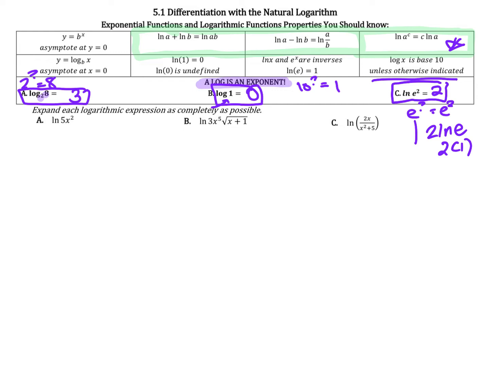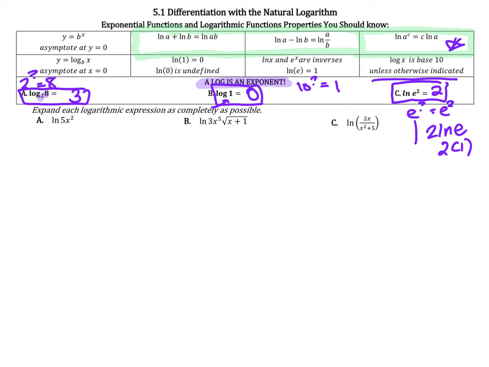Now let's focus on the skill that you really need for these lessons, and that is expanding and condensing. And actually, I would say expanding more so than condensing. So let's focus on expanding for these 3 examples, and then let's go ahead and jump into the calculus portion after we get there.